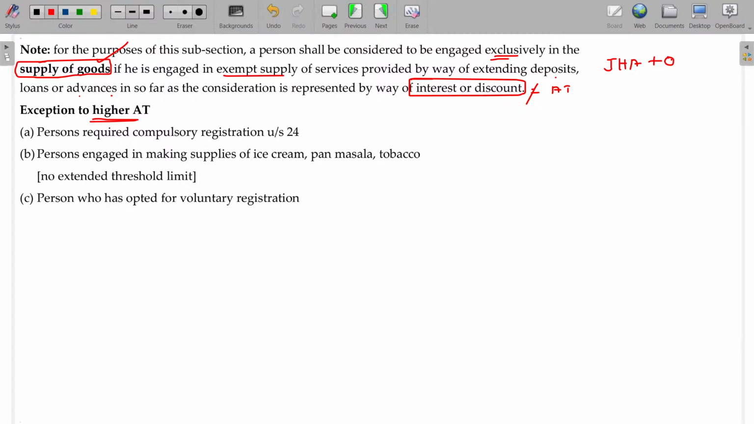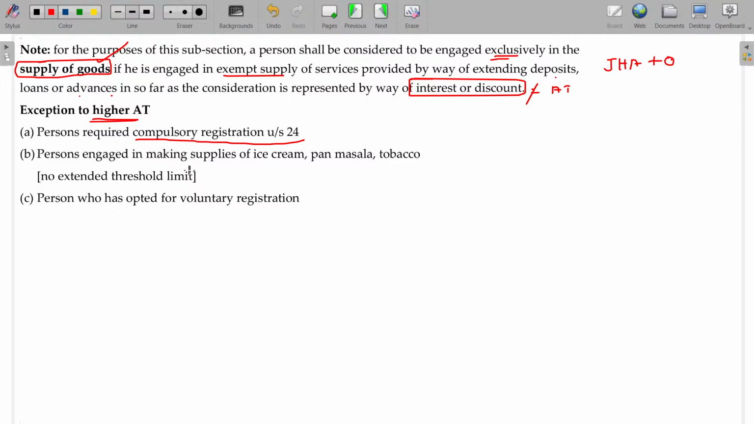So that will not be considered as your aggregate turnover. You forget about that. So leaving that, if you are involved only in goods supply, the higher limit of 40 lakhs will be applicable. But this will not be applicable if he falls under compulsory registration under section 24. He has to compulsorily register, whether he does 1 rupee business or not, definitely they have to register.